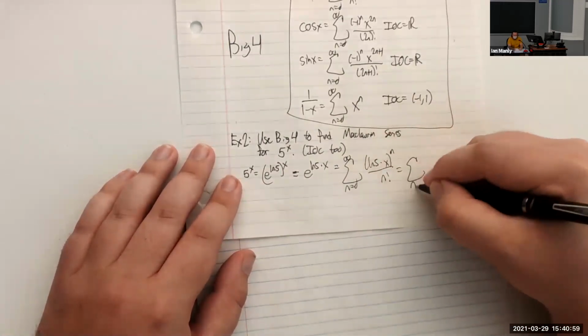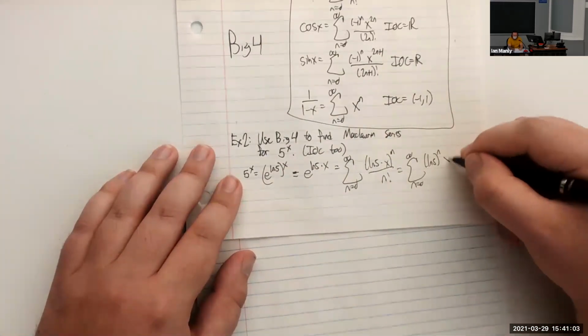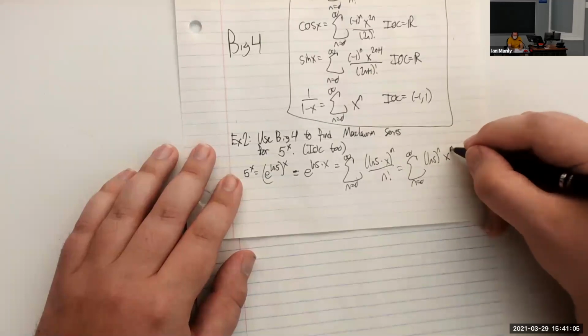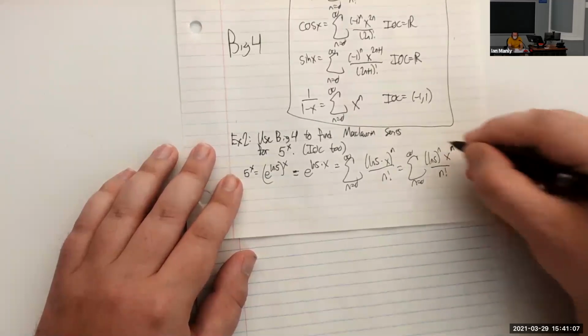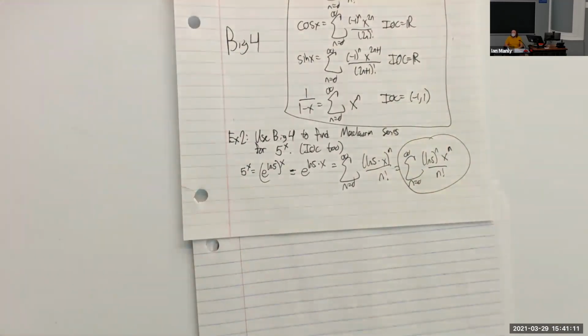And just like that, in pretty much no time at all, we end up with a series formulation for 5 to the x right here. So no table necessary. We didn't need to do any of that. We just substituted into a known Maclaurin series, and that gave us this right away.